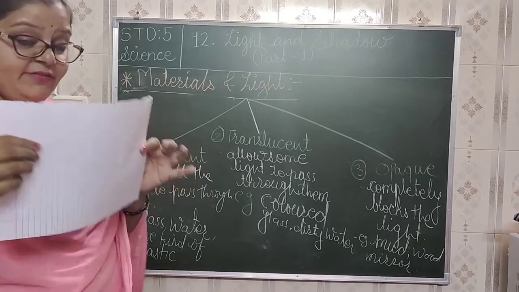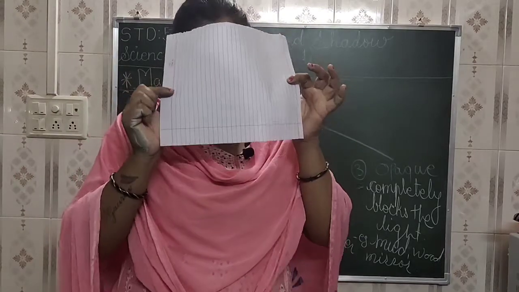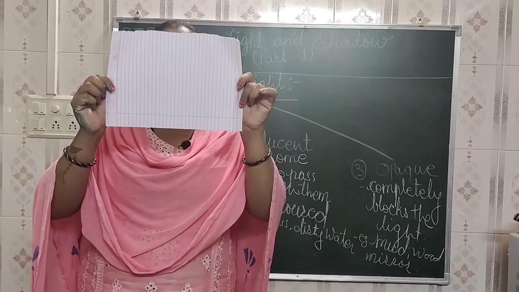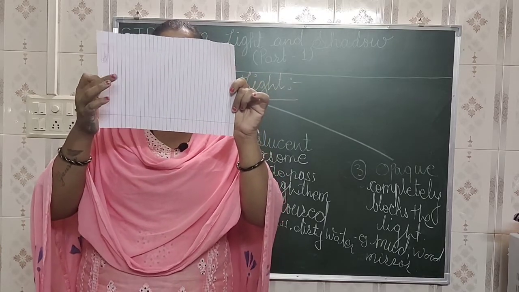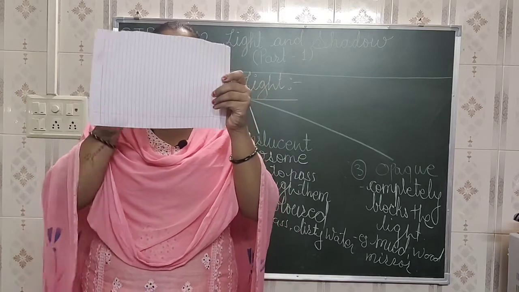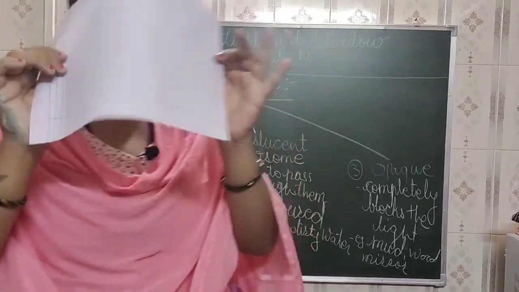Now what I have in my hand is this paper. This paper is an opaque material. So when I am holding it in front of my face, you cannot see me. Or can you see me? No, because the light falling on the surface of the paper is not allowed to come through it. So this paper is an opaque material.